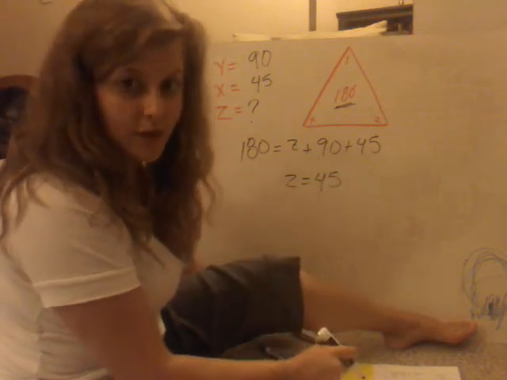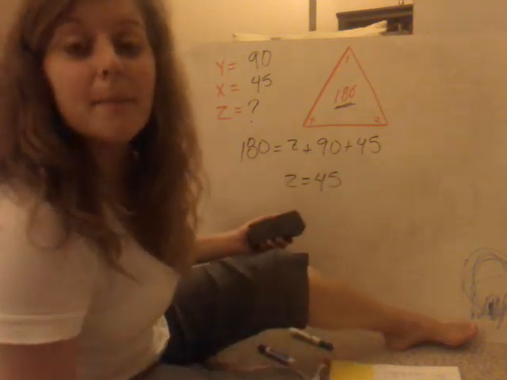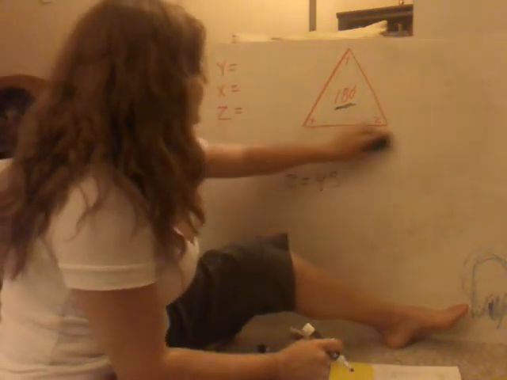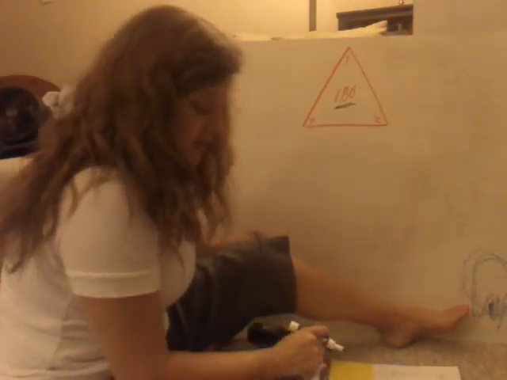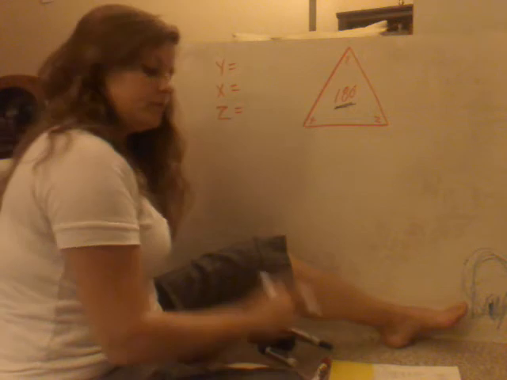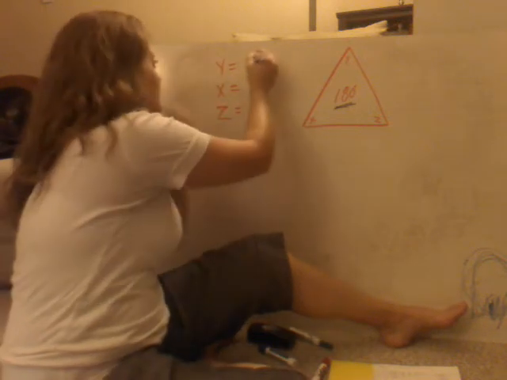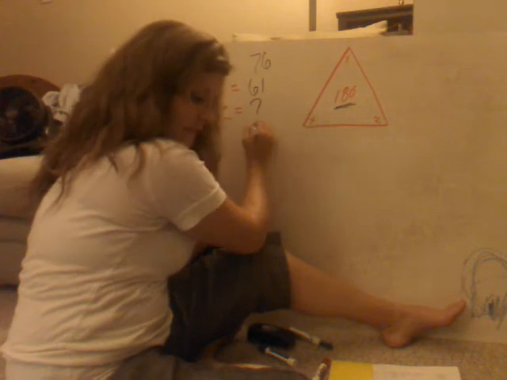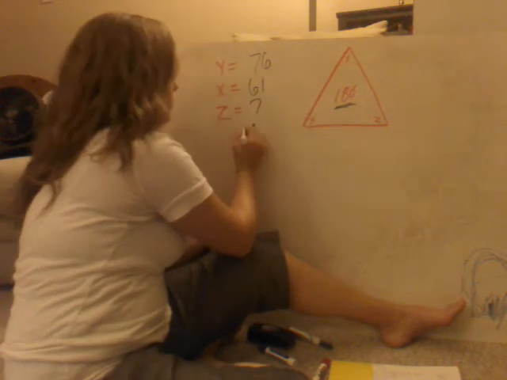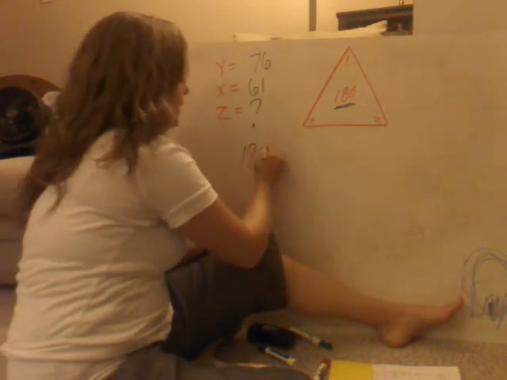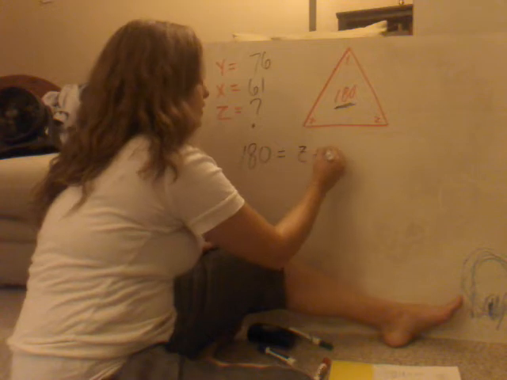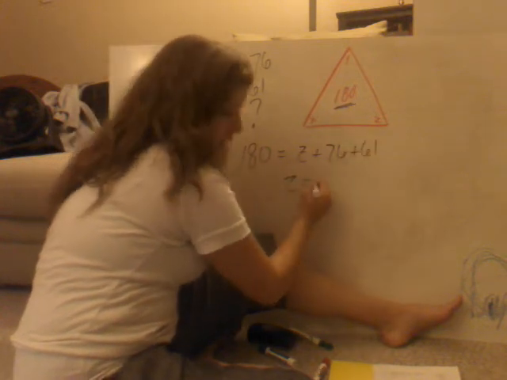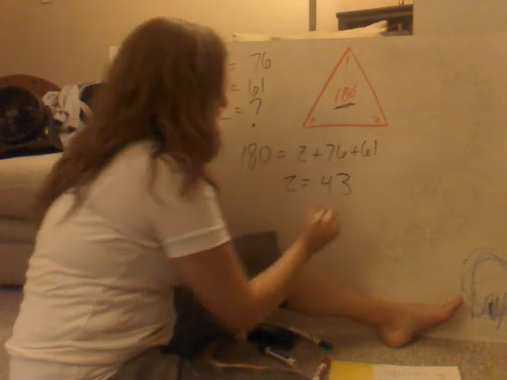Side note, back of your head, always remember it. Alright, on to number 10. Y is 76. X is 61. I want you to find Z. So I set up 180 is equal to Z plus 76 plus 61. Z is equal to 43.